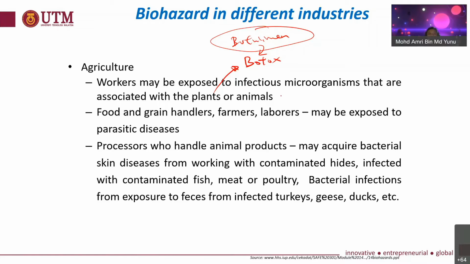Even animals like ticks, carried by cats for example, can cause Lyme disease. So there are many others, like bacterial contamination in foods like fish, meat, and poultry.